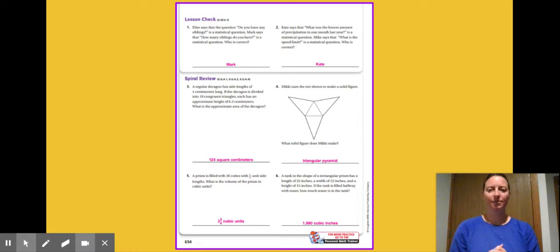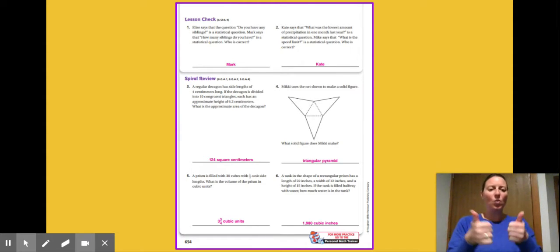Spiral review. Number 3, a regular decagon has side lengths of 4 centimeters. If the decagon is divided into 10 congruent triangles, each has an approximate height of 6.2 centimeters. What is the approximate area of the decagon? Number 4, Mickey uses this net shown to make a solid figure. What figure would it make if you folded it back up?